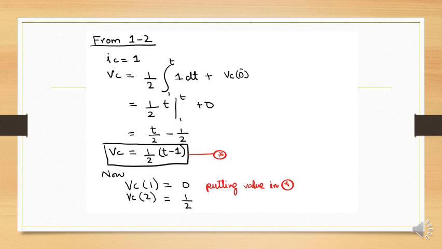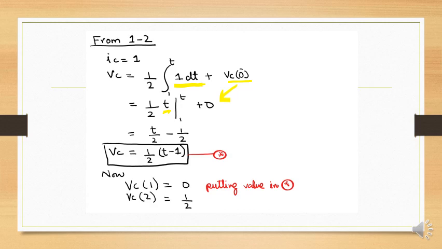Now in the next case, we have the time from 1 to 2. In 1 to 2, we have the value 1. A square waveform is given in our question and its value is 1. Again, we are adopting the same procedure. After integrating, we get 1 by 2 into t. This is the integral of our required part. The limits are from 1 to t. And what is our initial condition? Vc of 0 negative, which we found in our previous step. It is 0.